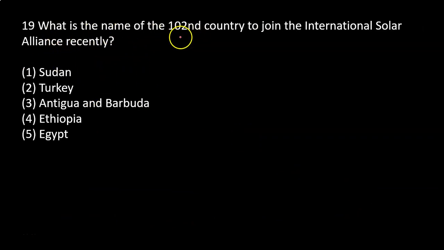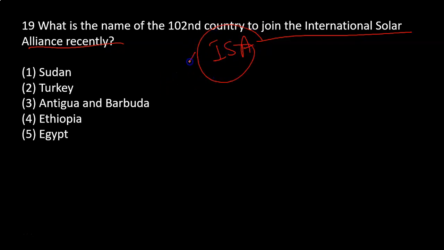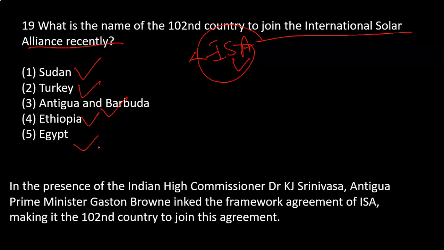What is the name of the 102nd country to join the International Solar Alliance recently? So you have to identify which country has recently joined this ISA alliance. Your options are Sudan, Turkey, Antigua and Barbuda, Ethiopia or Egypt. So in the presence of India's High Commissioner, that is Dr. KJ Srinivas, Antigua Prime Minister Gaston Brown signed the framework agreement of ISA, making it the 102nd country to join this agreement. So answer is 3.